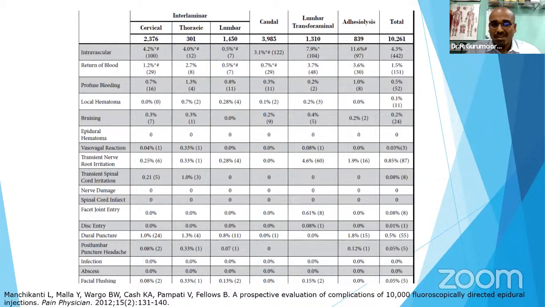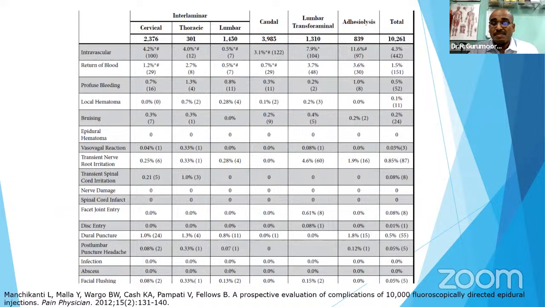So the most common complication for epidural steroid is bleeding, nothing more than that, right? The remaining things like infection and abscess are almost literally zero. So it's not a more invasive procedure. We are always worried about infection in a few patients, like those who have uncontrolled diabetes or are immunosuppressed. These are the patients we are always worried about.